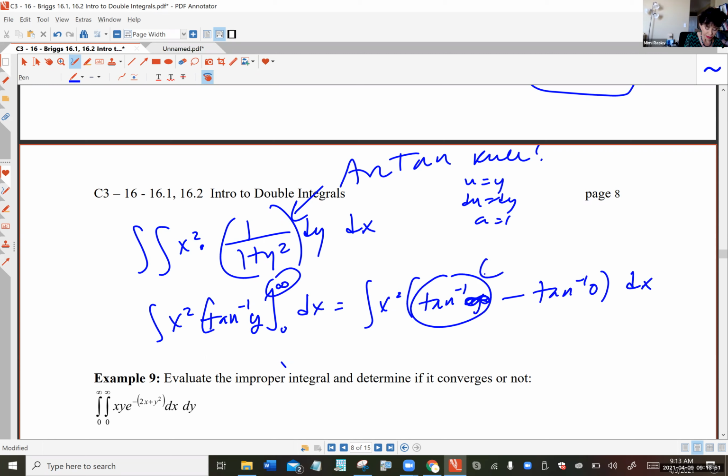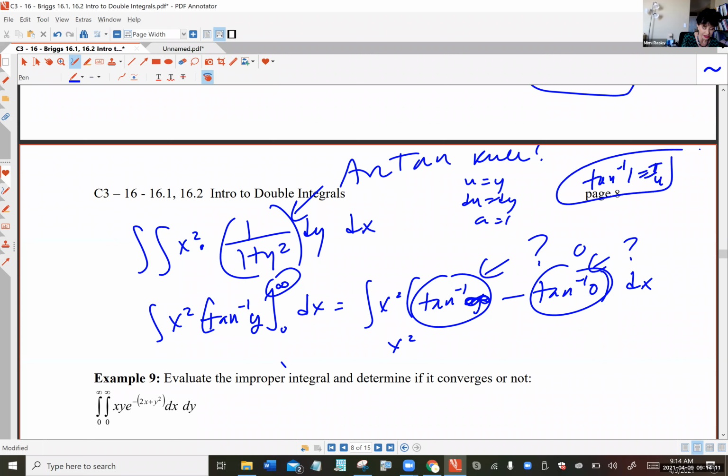Does anybody remember what the arctan of infinity was? Pi over 2. Yeah, good. How about arctan of 0? 0. Yeah, it's not 1. Arctan of 1, though, is equal to pi over 4, so you should memorize that for the future. But this is pi halves minus 0, which is just pi halves. Easy peasy. And now we are just looking at a Calc 1 easy peasy integral.